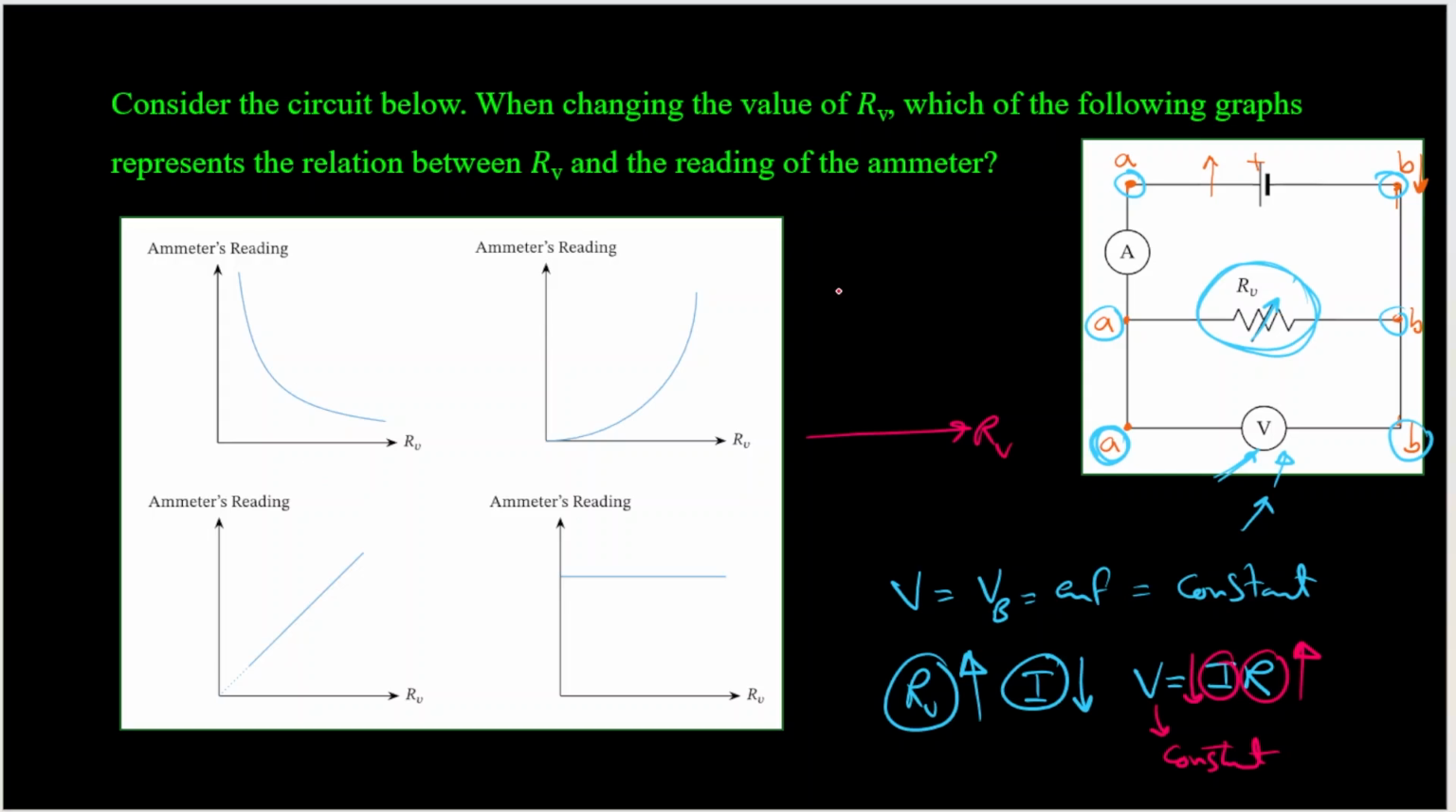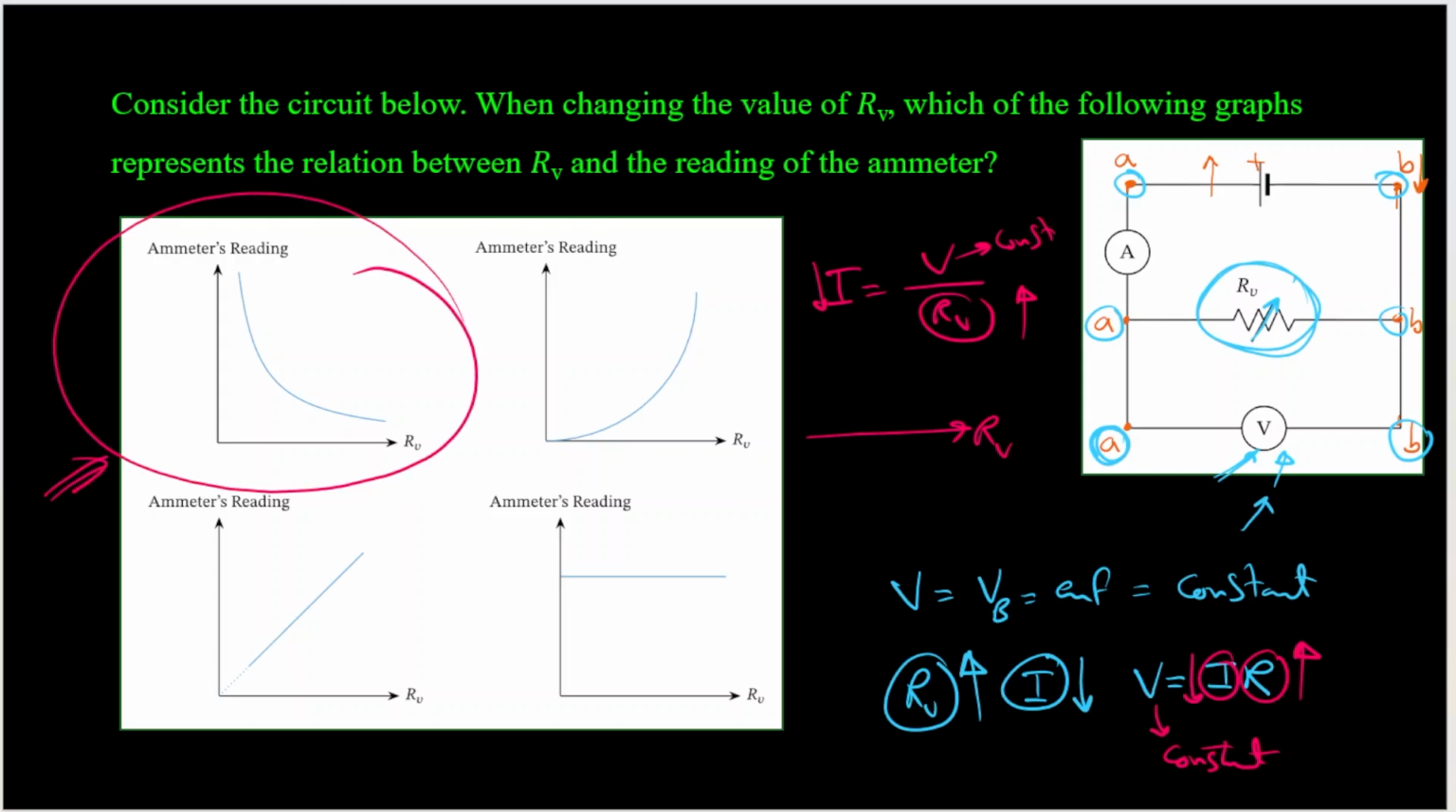It will decrease. Why? Because I is equal to V over R. V is constant. R increases, so the current will decrease. This is called inverse relation, and this is the representation of the inverse relation. This is wrong because this means that we have a physical quantity that increases with increasing rates, and it is not linear. This is wrong because this is a direct linear relation.